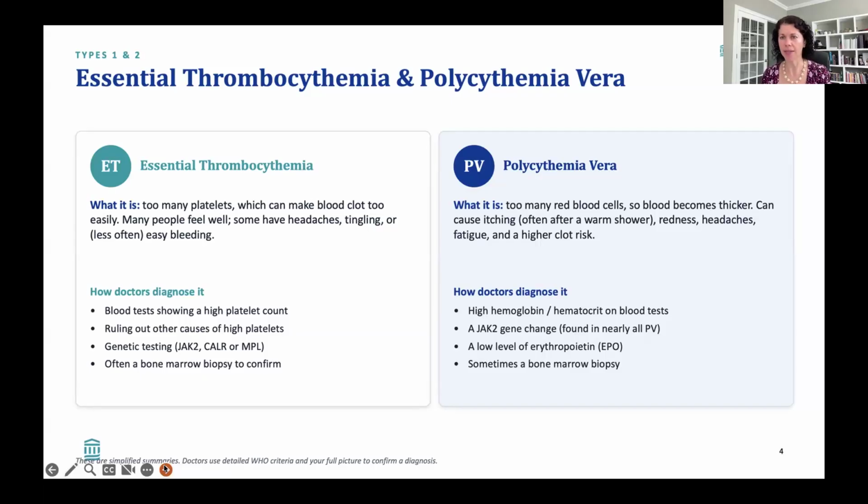So just having high platelets or just having high red blood cells or just having a big spleen doesn't meet criteria for an MPN. And it's really important to be thorough about making sure that you meet criteria for a diagnosis, for a disease, because that really then sets the stage to ensure that the treatment that follows is the correct treatment.